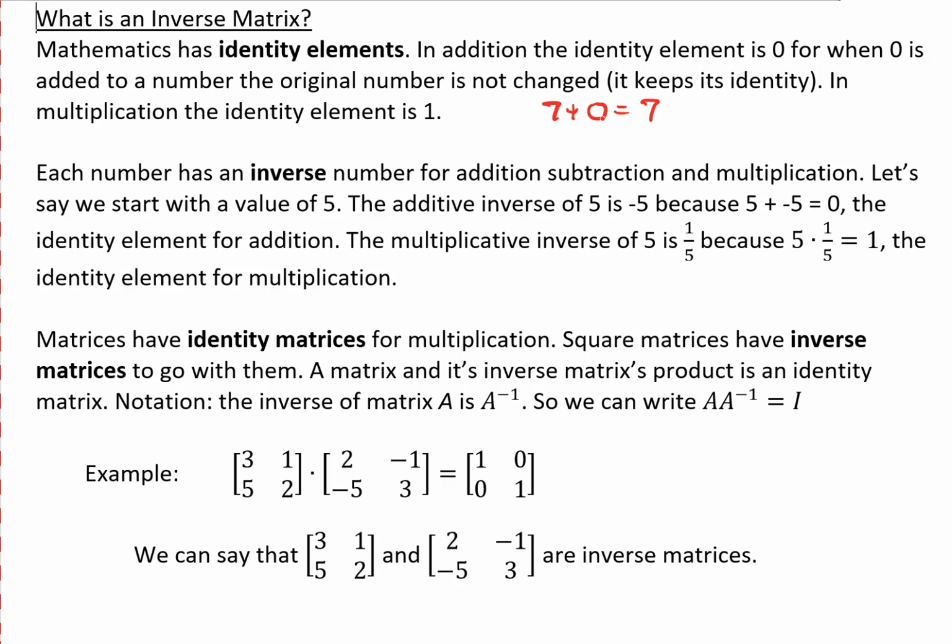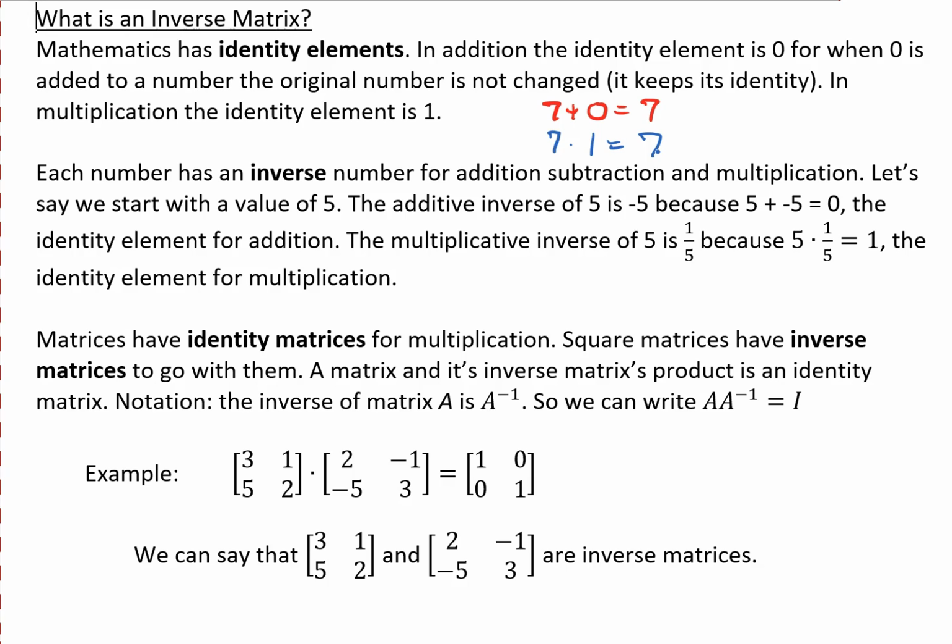In multiplication, the identity element is 1, because if I take 7 times 1, I still have 7. So in your prior work, you've encountered these identity elements before. When we come to matrices, it's a little more complicated. So let's take a look first at an inverse.